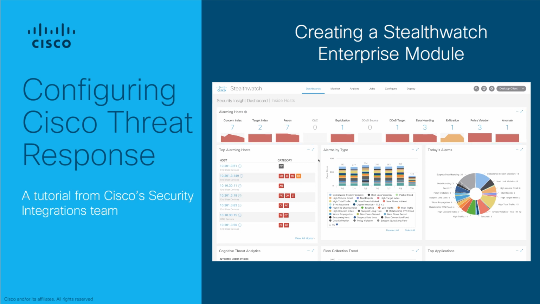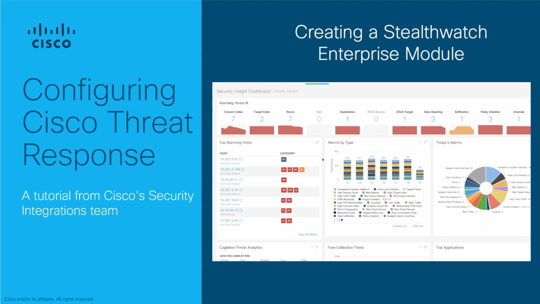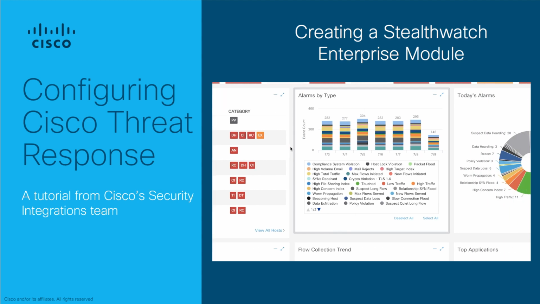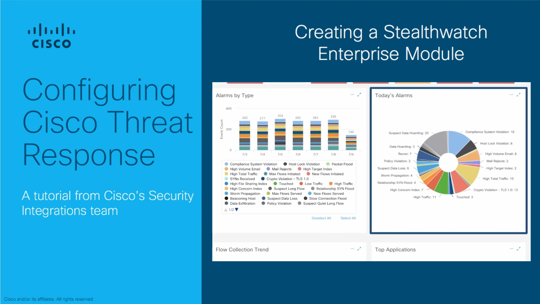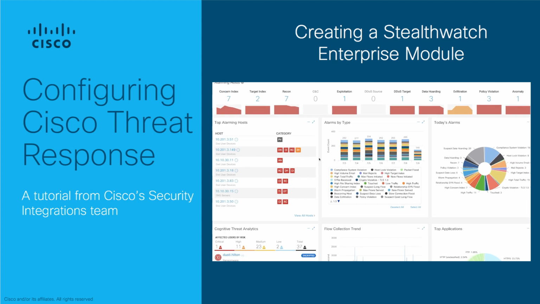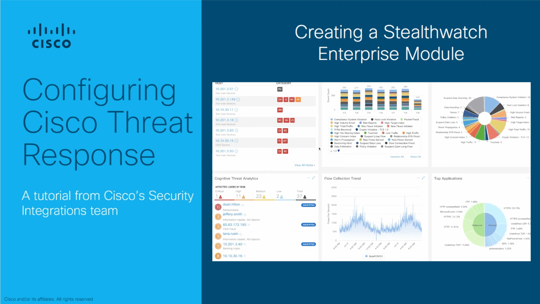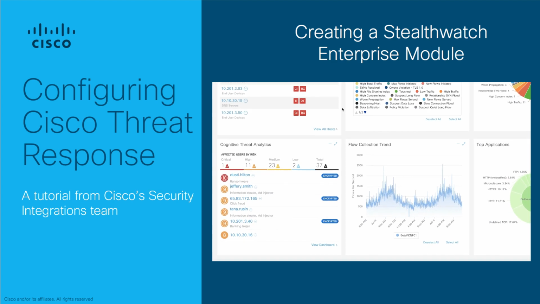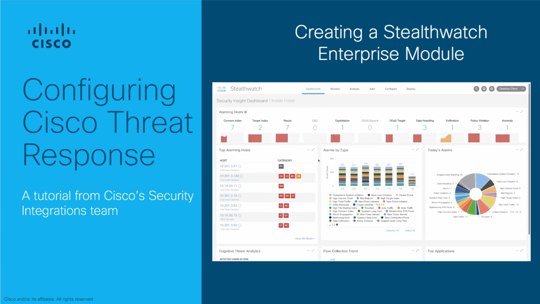Welcome to another episode of Configuring Cisco Threat Response. I'm Adi Shankar from Cisco's Security Integrations team, and in this tutorial, we'll walk through configuring the Stealthwatch Enterprise module in Threat Response. Using telemetry data, Stealthwatch provides industry-leading machine learning and behavioral modeling specific to your business. Threat Response can use this advanced traffic analytics data in conjunction with other security technologies to dramatically cut the time and effort needed to detect, investigate, and remediate cybersecurity threats.